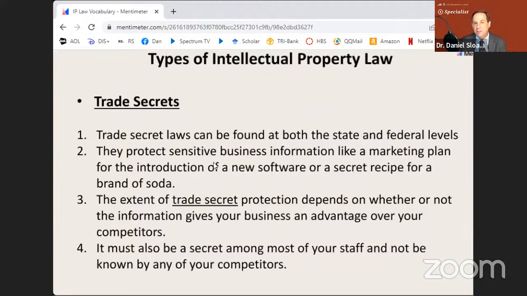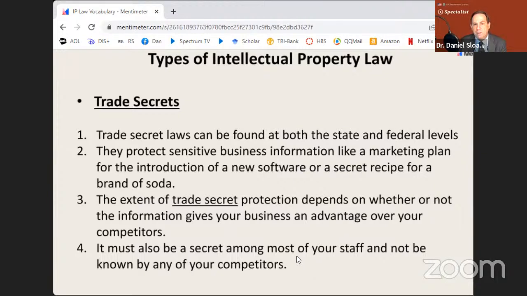Trade secrets. This is one of them I think we touched on. Trade secret laws can be found at both state and federal levels. They protect sensitive business information like a marketing plan for the introduction of a new software or a secret recipe for a brand of soda. And you may see this in your country where you have some famous restaurant or a famous product that is sold, and there's a trade secret as to the menu or to the recipe.